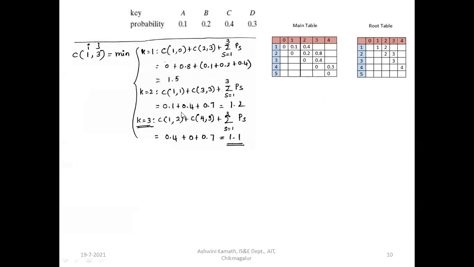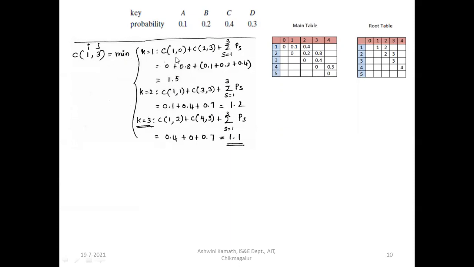So when we calculate C(1,3), now the K value varies from 1 to 3. So K is equal to 1, K is equal to 2, K is equal to 3. I hope you are getting it. The K value varies from 1 to 3 now.